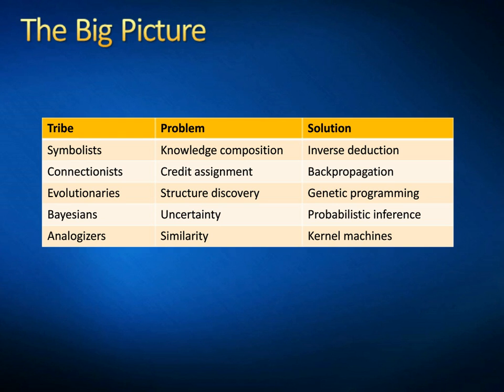Now, each of these problems is a real problem and an important one. What that means, however, is that none of these tribes really have the master algorithm. What we really need is a single algorithm that solves all 5 problems at the same time. We need, in some sense, a grand unified theory of machine learning in the same way that the standard model is the grand unified theory of physics, or the central dogma is the grand unified theory of biology.